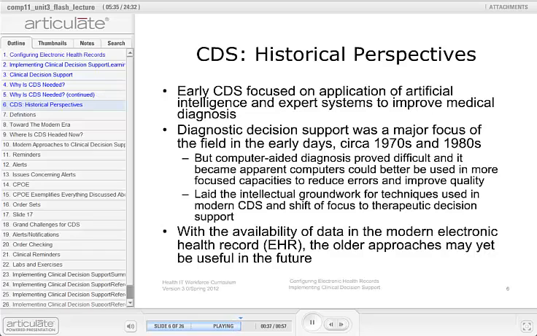The early work provided the intellectual groundwork for techniques that are used in modern clinical decision support, and shifted the focus of decision support more to therapeutic areas. With the availability of data in modern electronic health records, however, the older approaches may yet be useful in the future.